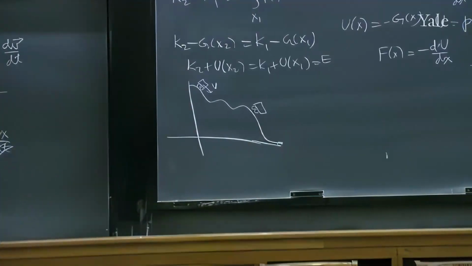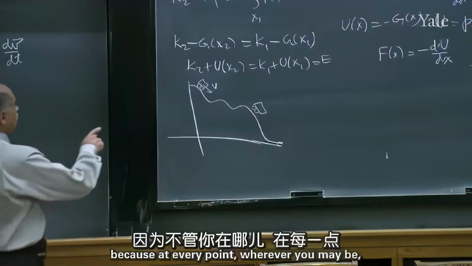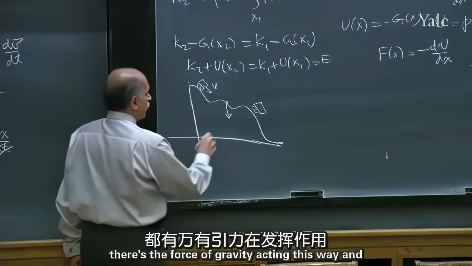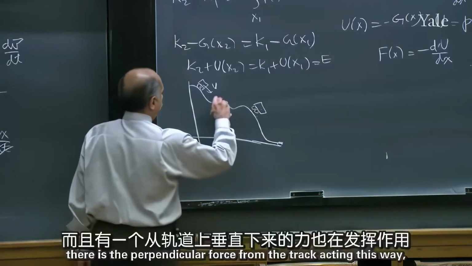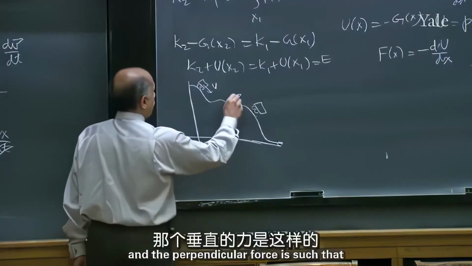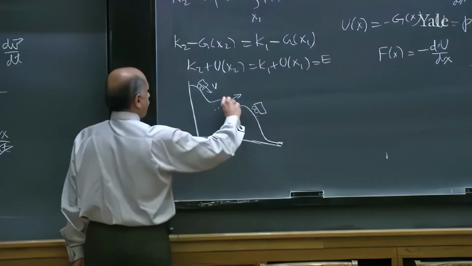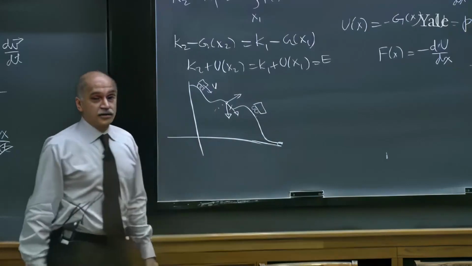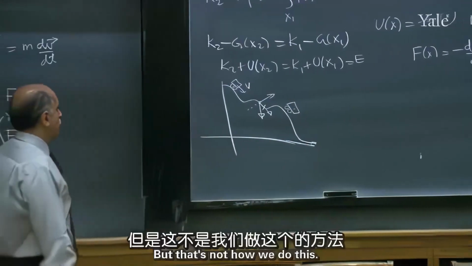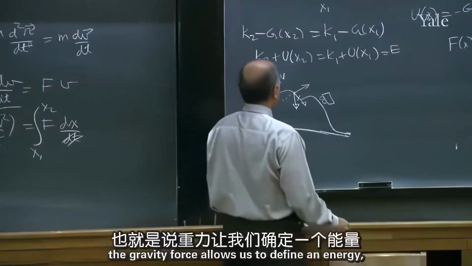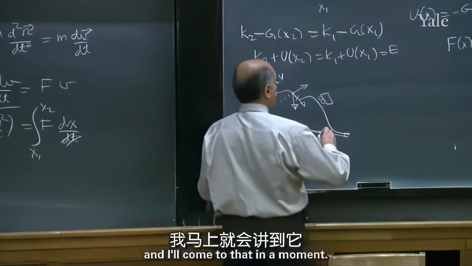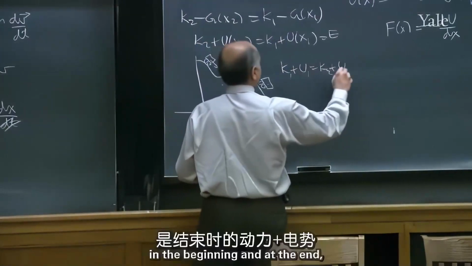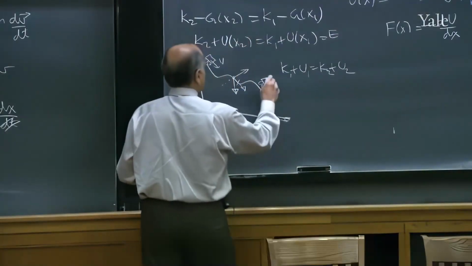Again, it follows from Newton's laws. You can calculate it from Newton's laws because at every point, wherever you may be, there's the force of gravity acting this way, and there is a perpendicular force from the track acting this way, and the perpendicular force is such that it cancels this part of gravity, and this part of gravity will accelerate it, and you can find the velocity here. Keep doing this, you can find the velocity at the end. But that's not how we do this. We use the fact that the gravity force allows us to define an energy, and I'll come to that in a moment. Then we say kinetic plus potential at the end is kinetic plus potential in the beginning, and we can simply find the velocity here if you knew the potential energy here.